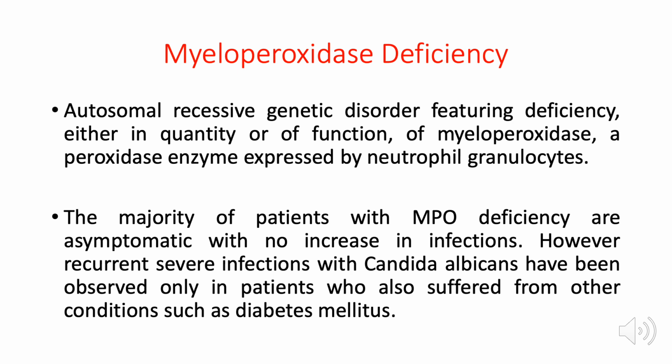Now, if the patient has diabetes mellitus, there's a chance that the patient will have recurrent infection with Candida albicans, the causative agent of oral candidiasis or oral thrush. Take note of this. If you are a diagnosed case of myeloperoxidase deficiency, as long as you don't have comorbidities such as diabetes mellitus, you will remain asymptomatic. So meaning, this recurrent Candida albicans infection will only be seen in patients who are myeloperoxidase deficient and at the same time diabetic.